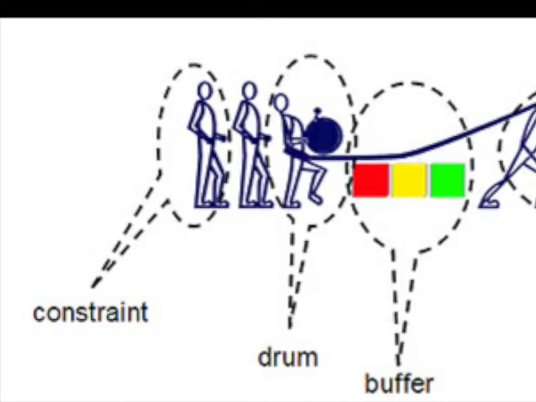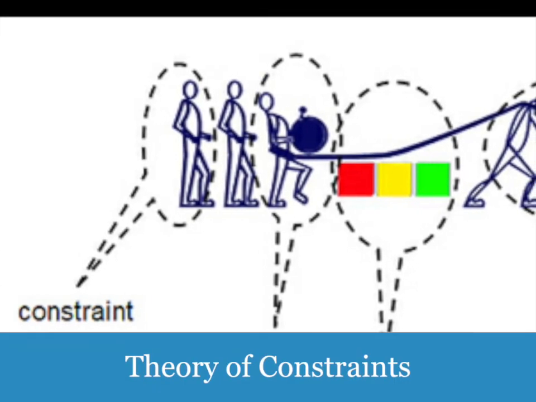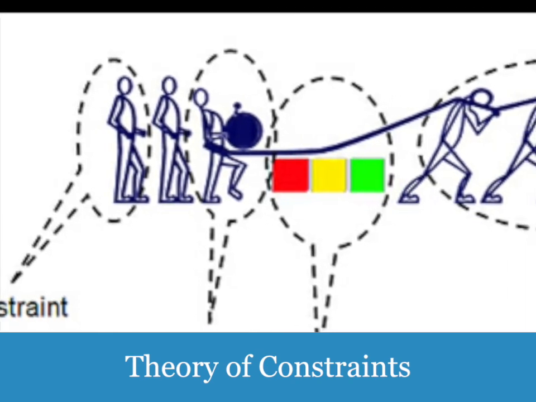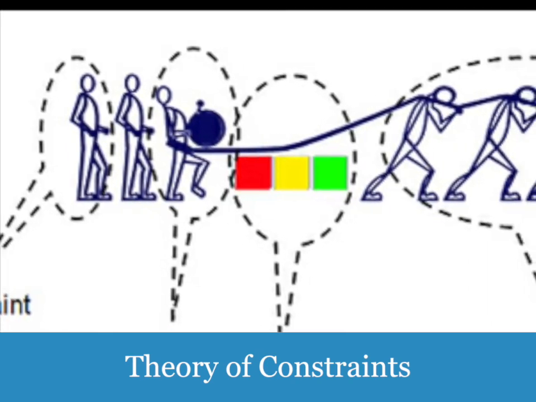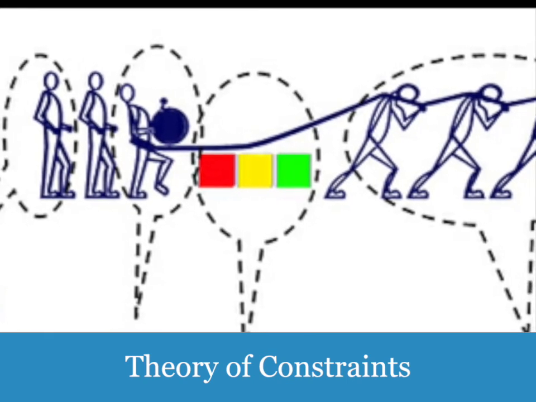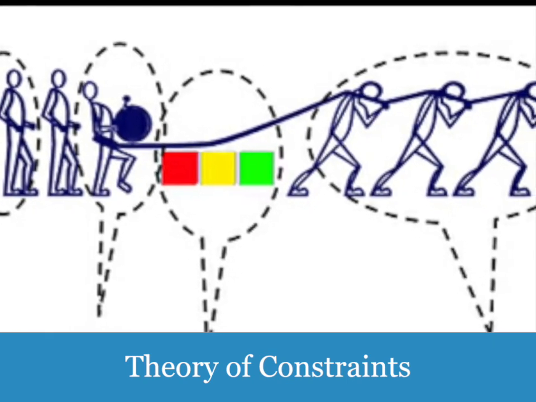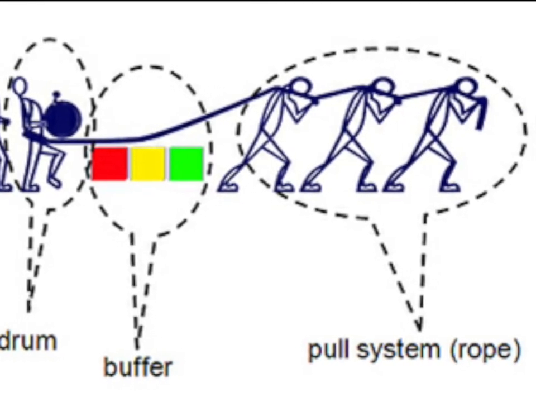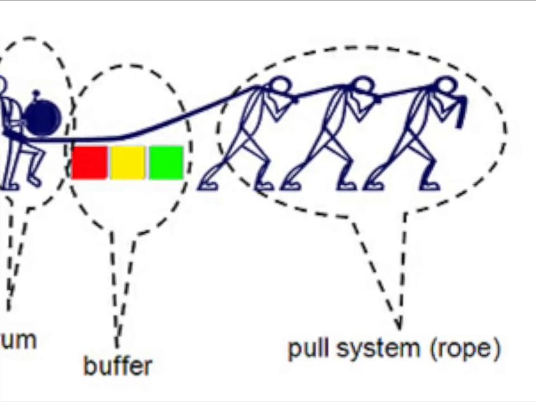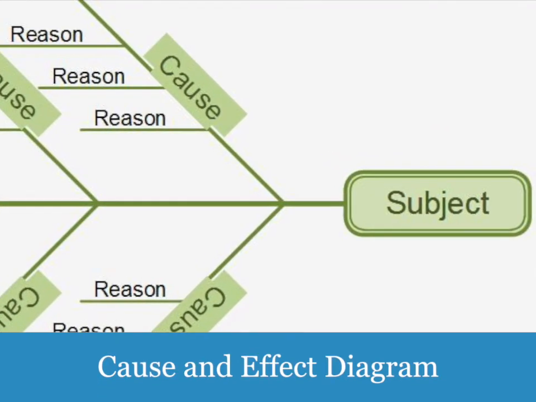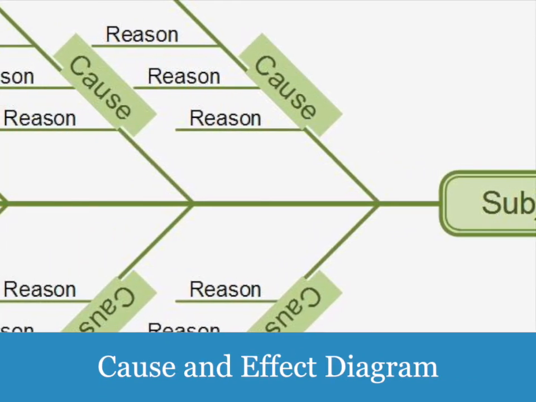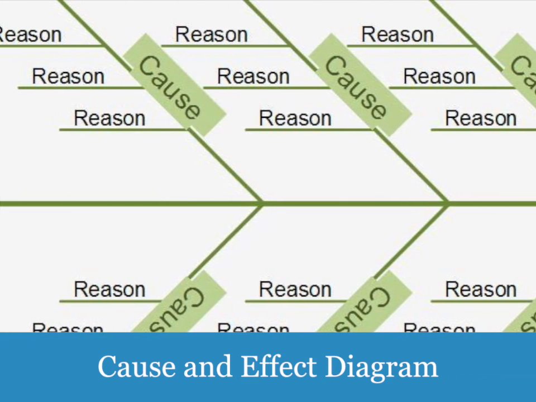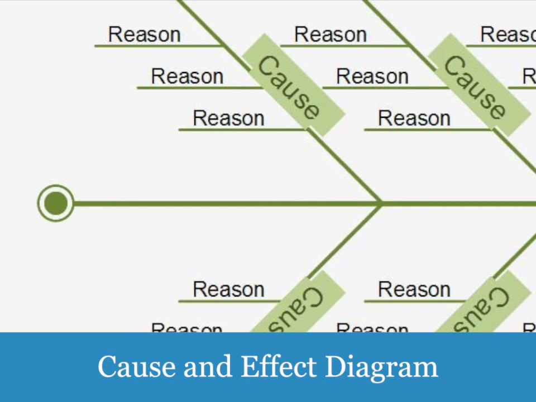The theory of constraints developed by Goldratt deals with bottlenecking in processes. Capacity is equal to or less than the demand placed on it. Constraint management could be described as removing the bottlenecks in a process that limit throughput. Another simple tool for problem solving and constraint removal is the cause and effect diagram. This tool looks at six dimensions: man, machine, method, materials, measurement, and environment.